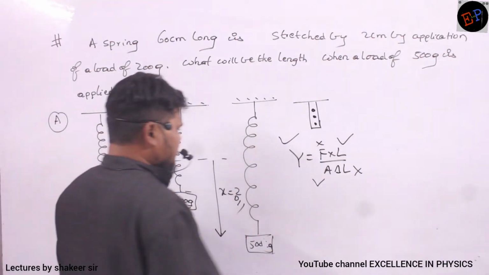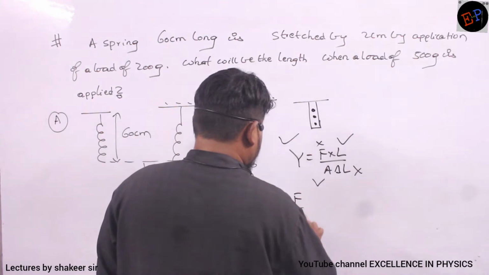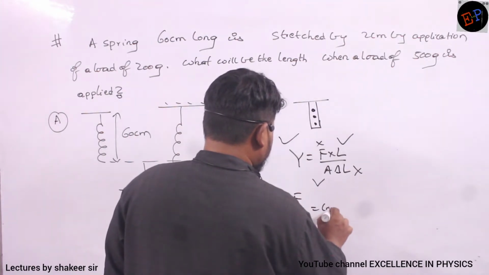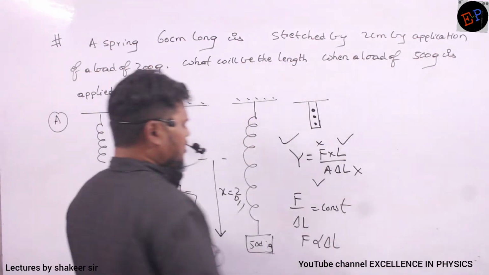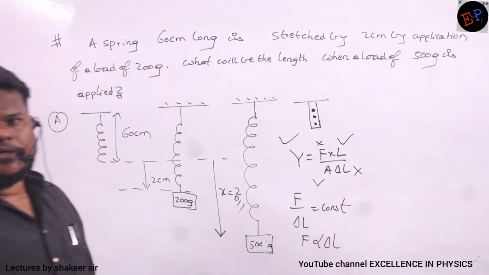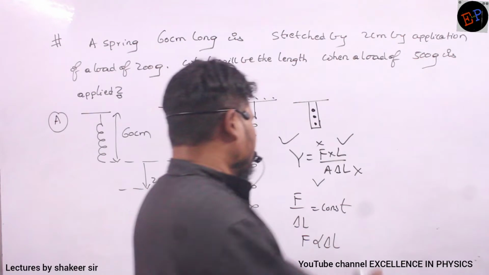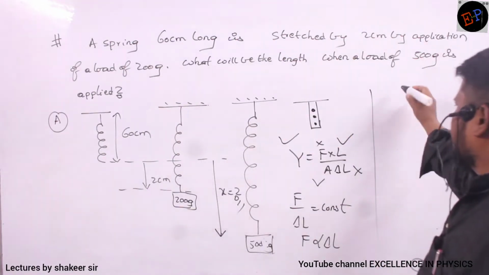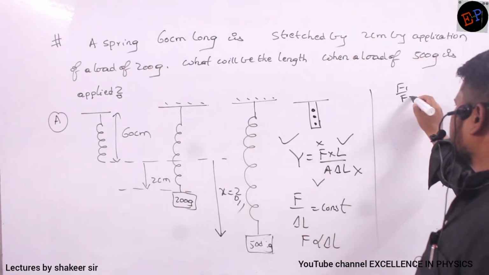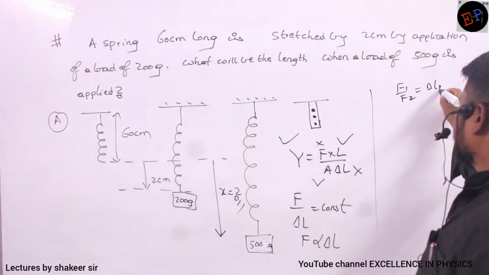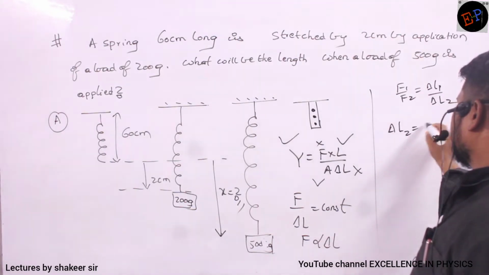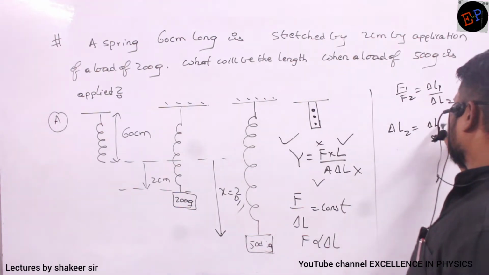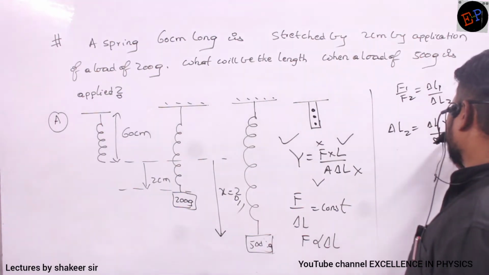So what are the variables here? So I can write F by delta L is a constant, or I can write F is proportional to delta L. Mathematically I can write like this. Clear now? So therefore if F is proportional to delta L, I can write F1 by F2 is equal to delta L1 divided by delta L2. I want delta L2 only now. So delta L2 is equal to delta L1 multiplied by F2 divided by F1.